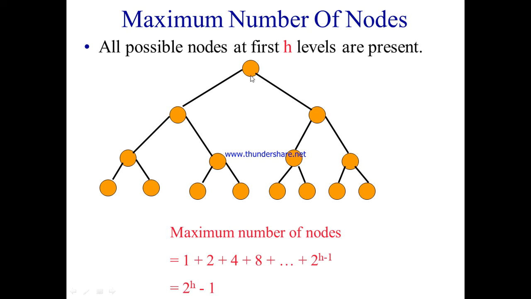So let us check how many nodes there are. 1, 2, 3, 4, 5, 6, 7, 8, 9, 10, 11, 12, 13, 14 and 15. So the equation is satisfied. So 2 power h minus 1, right? That is, if I have h levels, the maximum number of nodes will be equal to 2 power h minus 1, right?